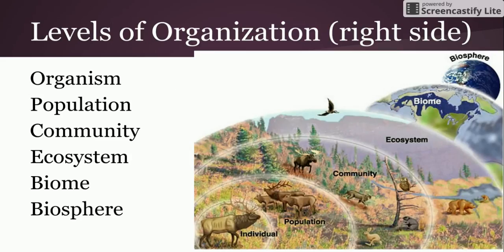So the different levels of organization, there are 6 different levels that we're going to talk about. There's an organism or the individual, which you can see in this elk down here. And then there's a population, which is a group right here. The community, the ecosystem, the biome, and the biosphere.